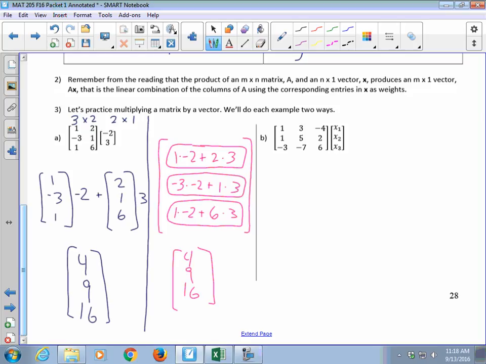Any remaining confusion multiplying a matrix times a vector? You'll have some practice in the activities. Call me over if you're stuck.